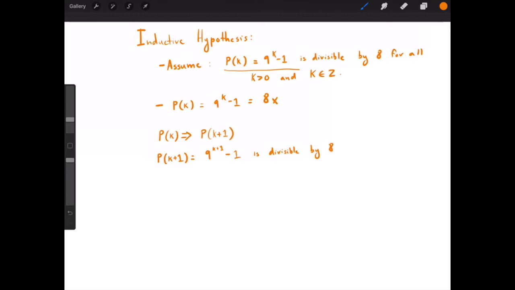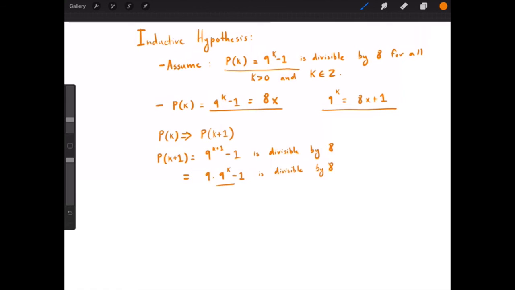Because we are trying to prove that P of k implies P of k plus 1, it is going to be beneficial to manipulate this equation so that we are only dealing with 9 to the k and not 9 to the k plus 1. Luckily for us, exponential rules allow us to remove the plus 1 from the exponent and convert the equation to be P of k plus 1 is equal to 9 times 9 to the k minus 1 is divisible by 8. This is where our work in the inductive hypothesis comes in. If we were to take 9 to the k minus 1 equals 8x and simply move over the negative 1, we end up with 9 to the k is equal to 8x plus 1. With 8x plus 1 being equivalent to 9 to the k, we can plug in 8x plus 1 for the 9 to the k over here.